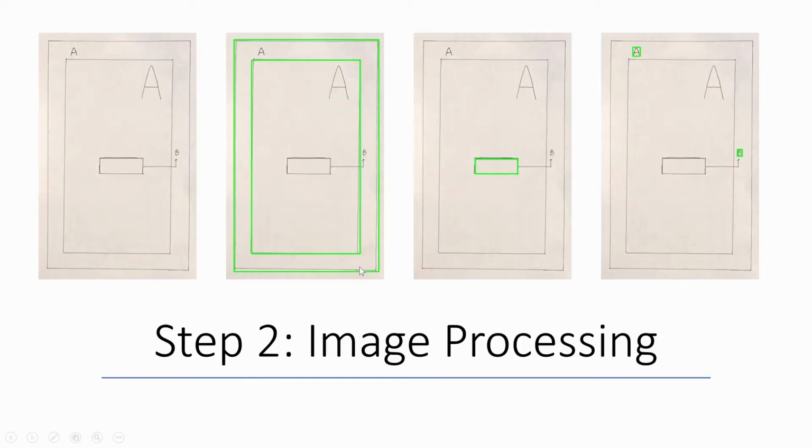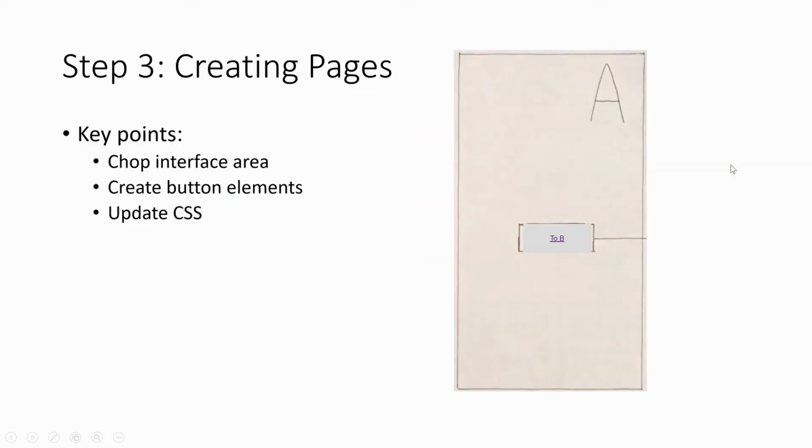In this slide, you can see that after an original picture is imported, I will separately select this information: the sketching area, the interface area, button elements, and letters as page index. After I get all the wanted information, I can create a simple website with it.